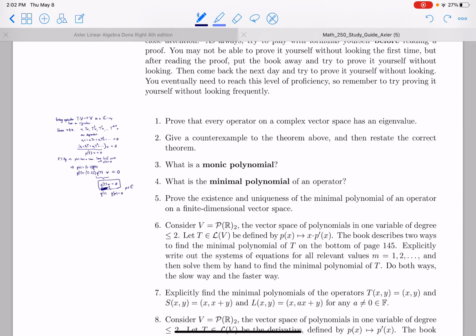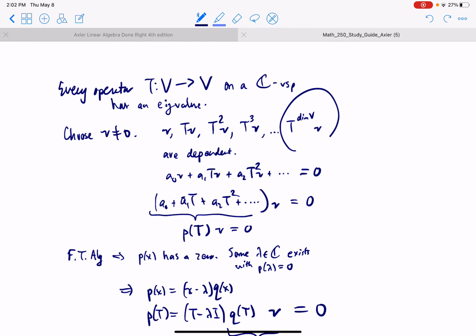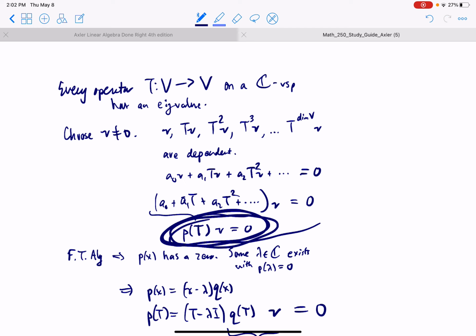But the key here was that you had to be finite dimensional, because that is what gave us at least some polynomial with p of T v equals 0. So that's why it has to be finite dimensional.